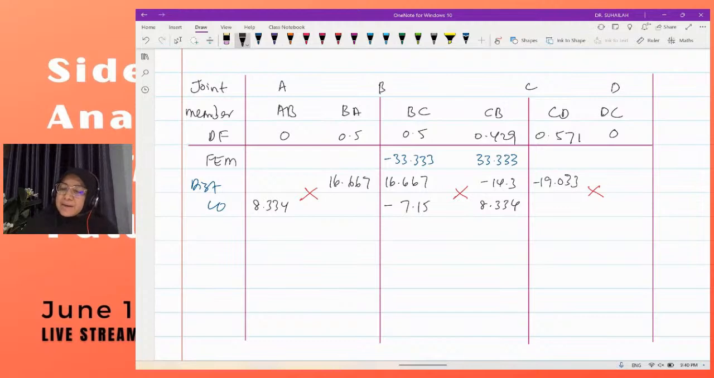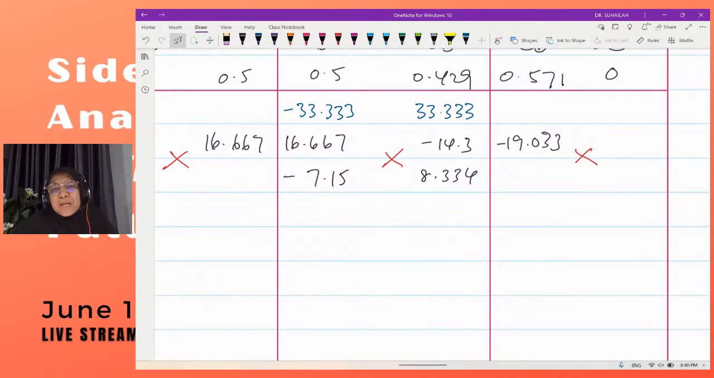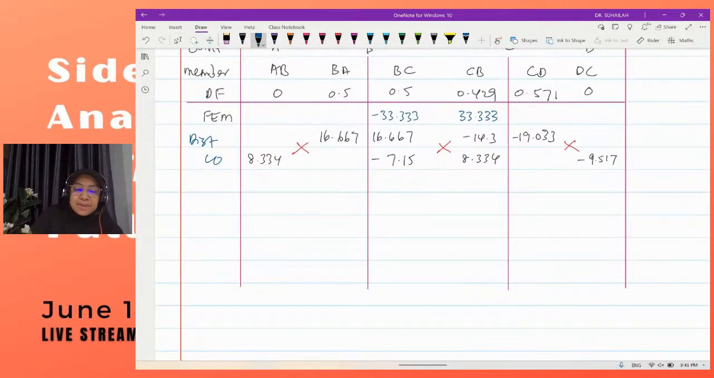And another one is negative 19.033 divided by 2, which is 9.517. Okay, repeat the process.